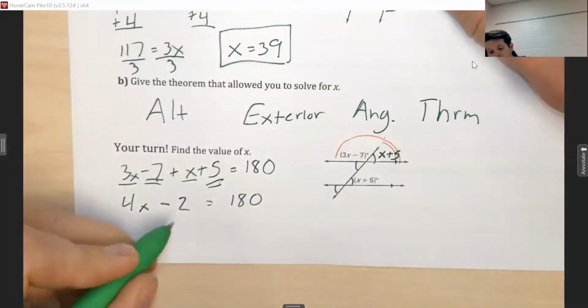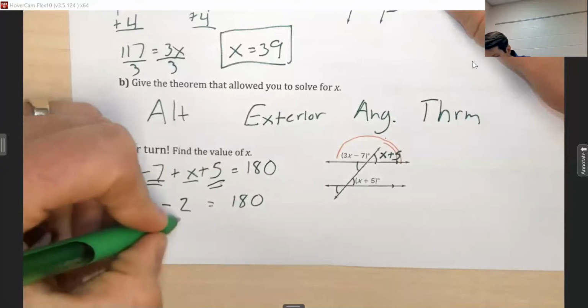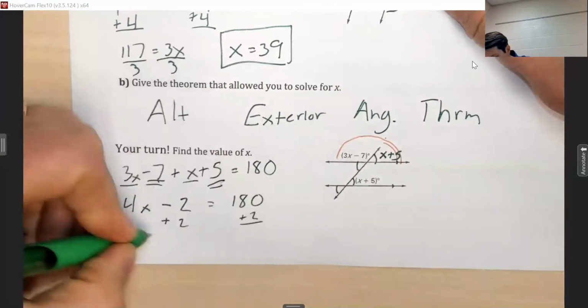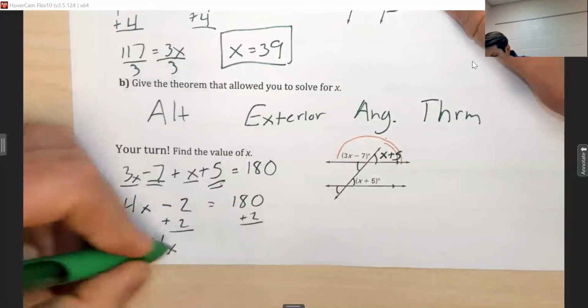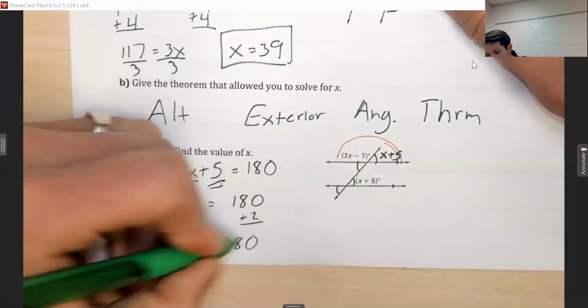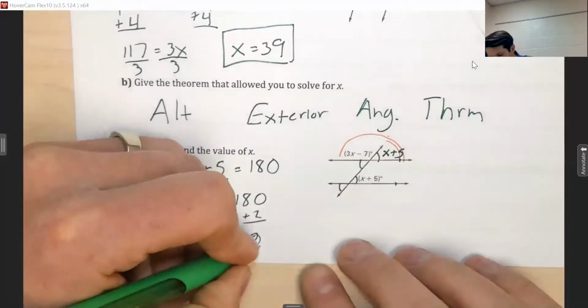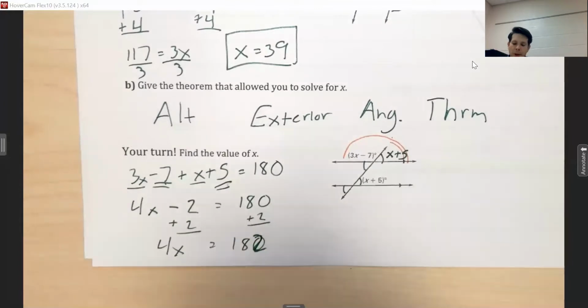Then what I can do is now use opposite operations to bring my 2 over to the other side. And this problem does end up with a decimal answer. Whoops, I forgot my 2. And that decimal answer is just fine. It is okay to have decimal answers.